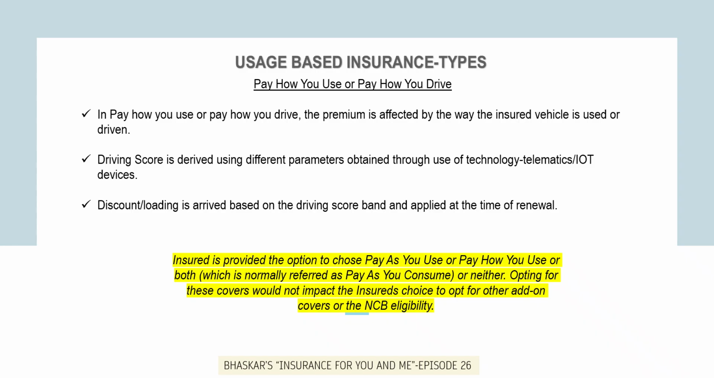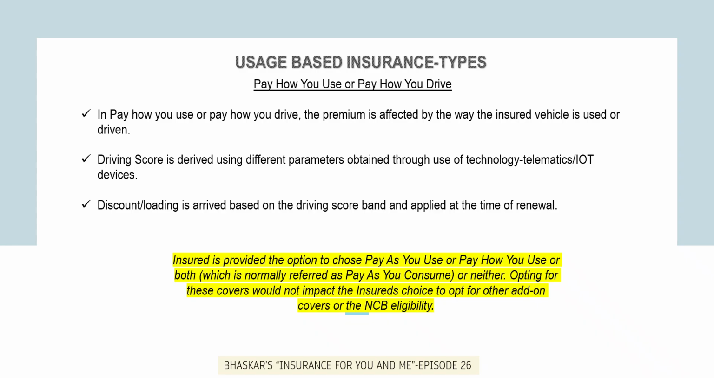The insured is provided an option to choose pay as you use or pay how you drive, or both, in which case it is referred to as pay as you consume, or he can even opt out of both these covers. Opting for these covers would not impact the insured's choice to opt for other add-on covers or even the NCB eligibility. So these are some of the usage-based insurance models.